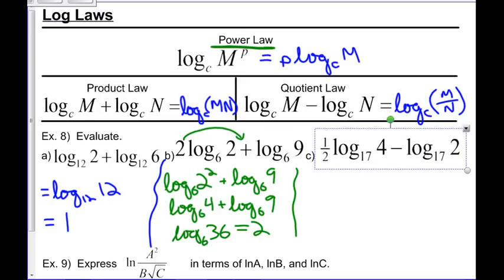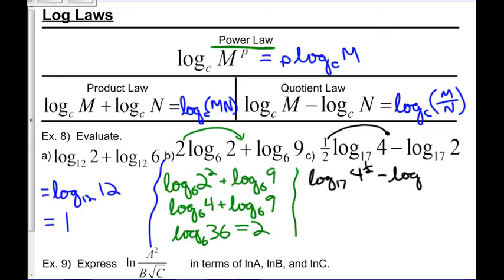1/2 log base 17 of 4, minus log base 17 of 2. I have no idea what the log base 17 of 4 is. But I know that this 1/2 could live up top. So I could call this log base 17 of 4 to the half minus log base 17 of 2. Now 4 to the half is the same as the square root of 4. So we get log base 17 of 2 minus log base 17 of 2. What do you suppose that's going to be? Anything minus itself is just going to be 0.